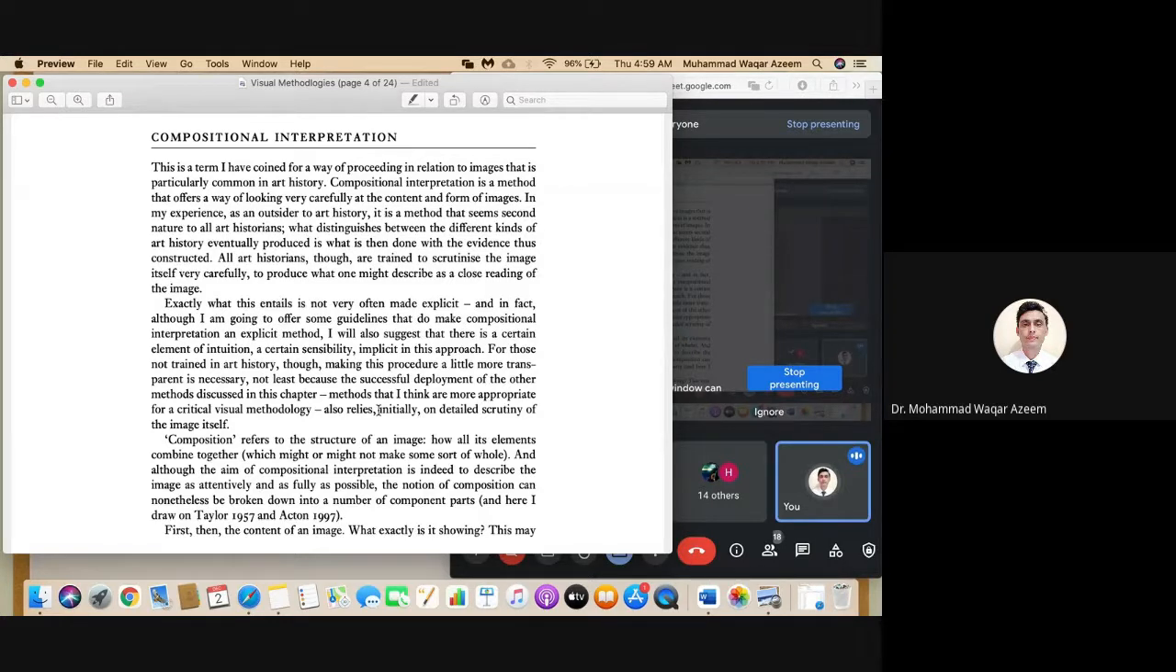So this is the method that Gillian proposes to interpret a painting or an advertisement or film, or any other visual representation that we come across, right? So let's read these two to three paragraphs over here to just get to know some of the basics of what she calls compositional interpretation, right? So you are aware of the word interpretation. That should not be new for you all.